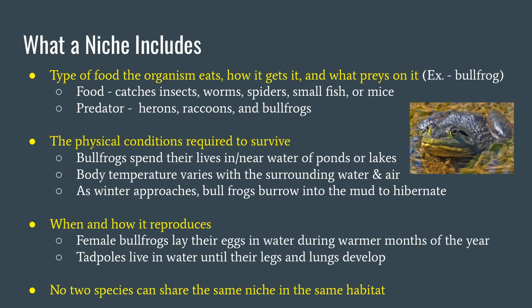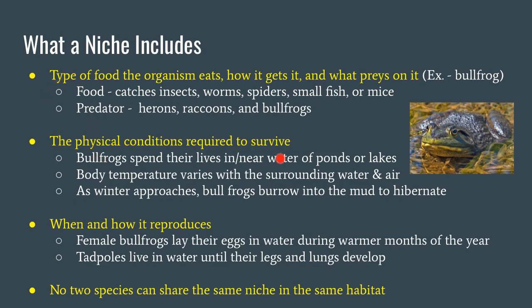The niche is going to include quite a few things, including the type of food the organism eats, how it gets it, what it preys on, the physical conditions required to survive, how and when it reproduces, and things like that. So when we look at the food, if we're looking at this bullfrog, it needs to catch insects, worms, spiders, small fish, or maybe even mice, depending on how big the bullfrog is. It does have certain predators. Herons could eat it. Raccoons or other bullfrogs can actually eat the bullfrog, especially when we're thinking about tadpoles.